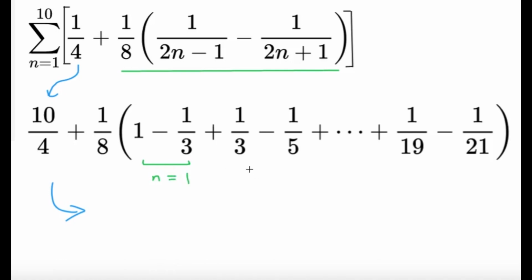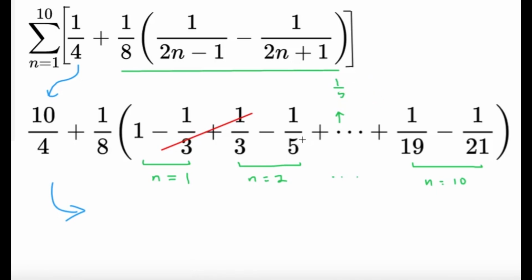Now I'm going to factor that out because it is a common factor to all the terms. And then the 1/3 minus 1/5 comes from the n equals 2 part. And then we do this all the way until the last term, where the n equals 10 part comes. Now, this is a very famous example of a telescoping series because everything in between gets cancelled out. For example, this minus 1/3 gets cancelled with the plus 1/3, and this minus 1/5 gets cancelled with the next term, which has this 1/5 minus 1/7.